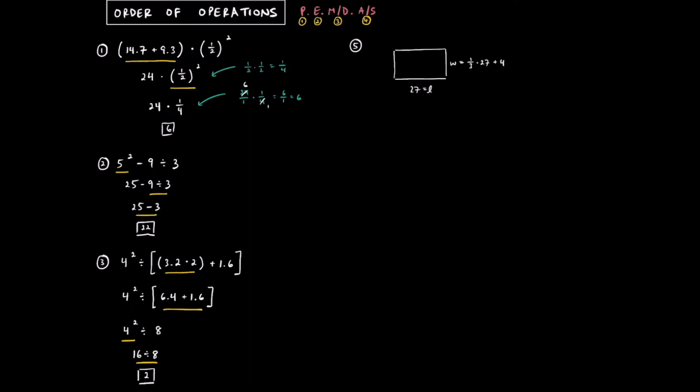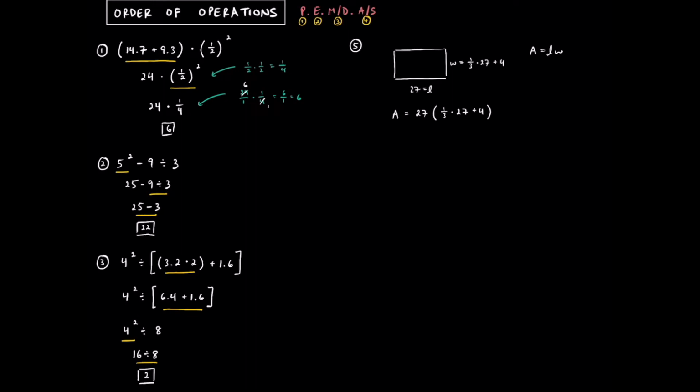So what if we have to find the area of this whole thing? Well, how do you find the area of a rectangle? Well, area, we know, is length times width for rectangles, right? So what's the length? Well, we know the length and we know the width. So let's go ahead and write this in. The area is equal to the length, which is 27, multiplied by the width, but the whole width here is 1/3 times 27 plus 4. That's the entire width. Okay, and so if we solve this, we will get the area of this rectangle.